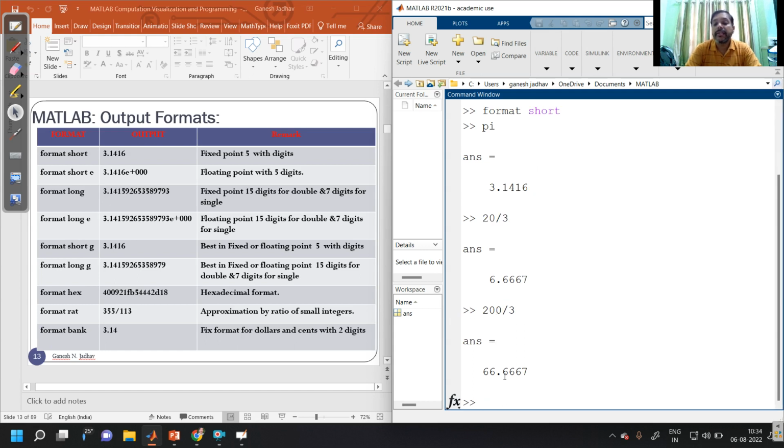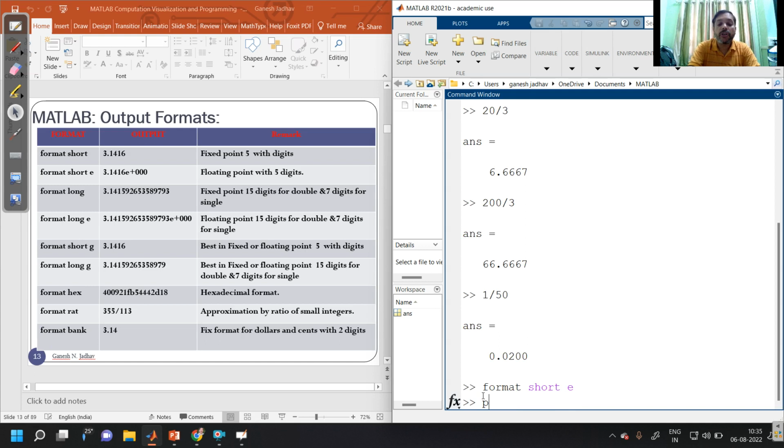Suppose it is 200 by 3. Whatever the result, after the decimal there are always 4 points. If I type 1 by 50, it will again display four digits after the decimal point. Okay, so that is format short. Then we will see what is format short e.